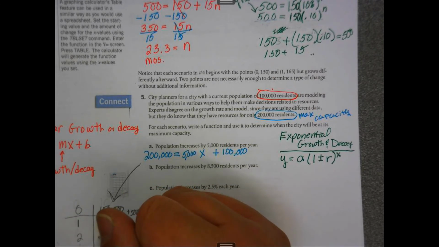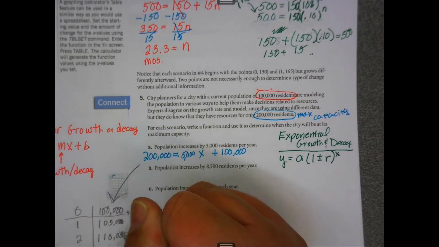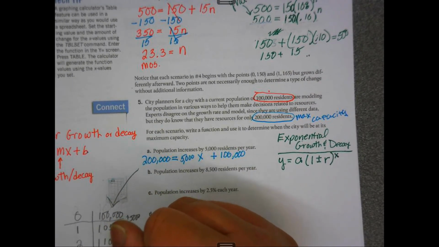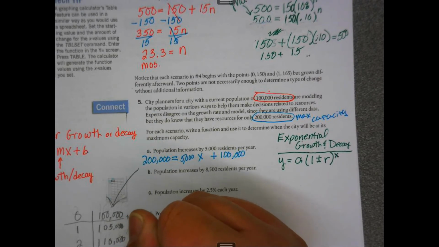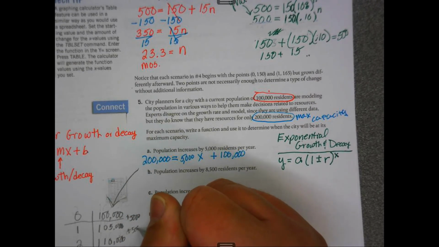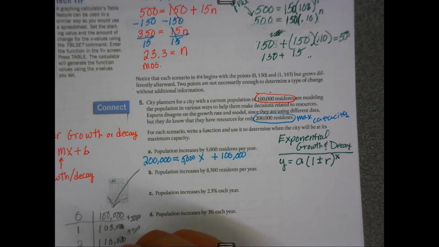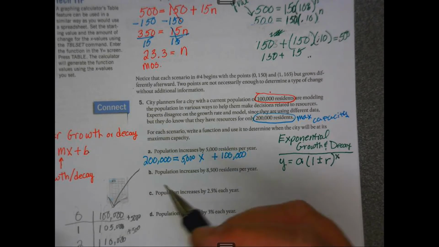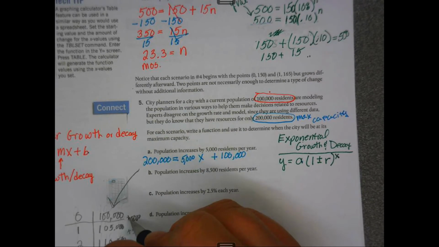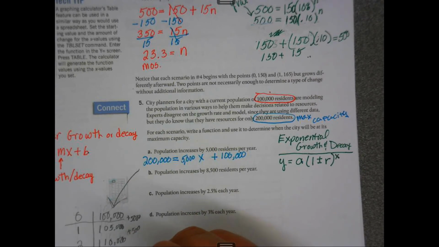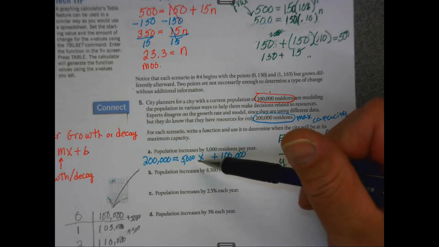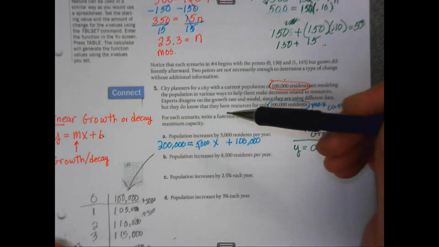Second year, we had another 5,000, so it was 110,000. Third year was 115,000, where we were adding 5,000 was our consistent, right? So our nth term here would have been: start with 100,000, and we add to it the nth term, and our common difference was 5,000. So that's where I just took a shortcut.